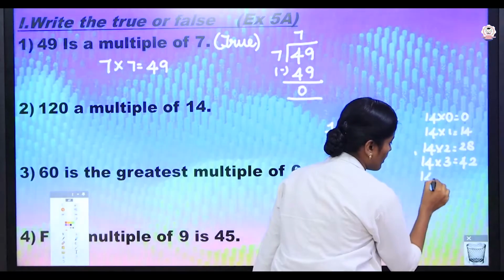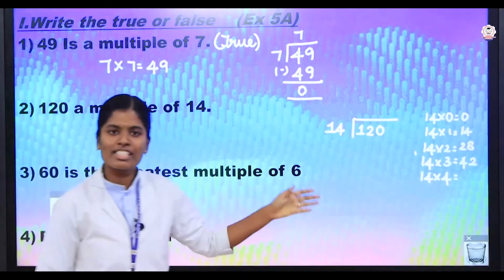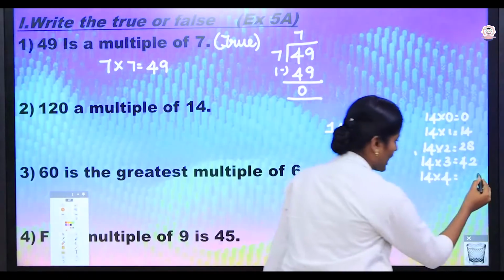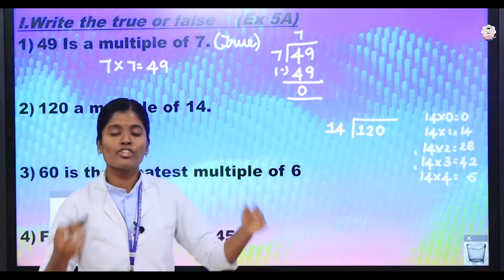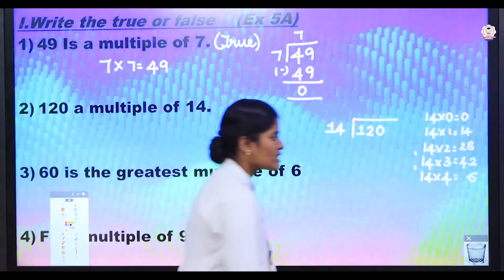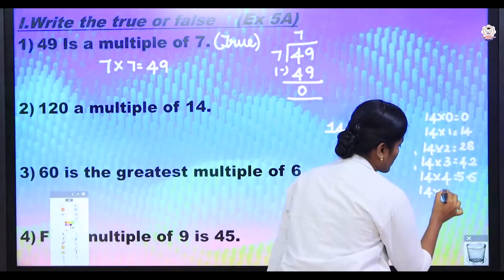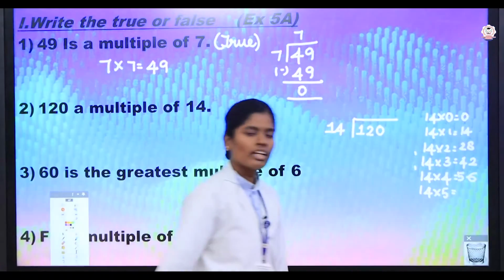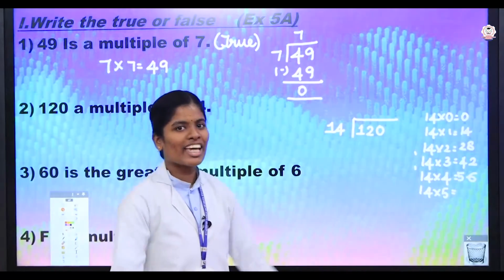Next take 14 fours are. So here 4 fours are 16, 6, carry 1, 4 ones are 4 plus 1, the answer is 5. So 14 fours are 56. Next take 14 fives are. Now what is the answer? Anjali, tell me the answer. 14 fives are? Yes, very good.